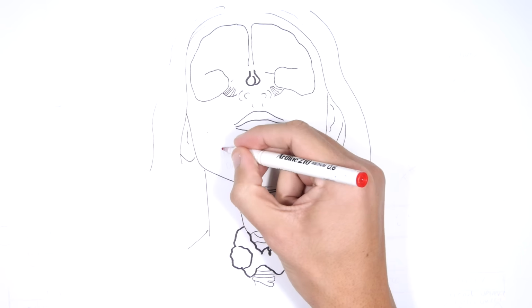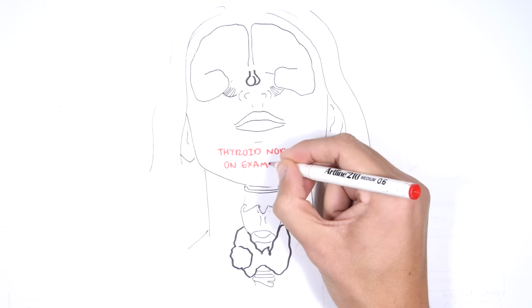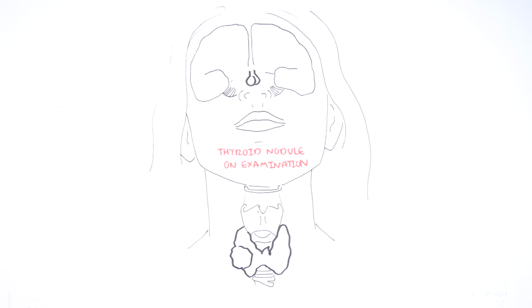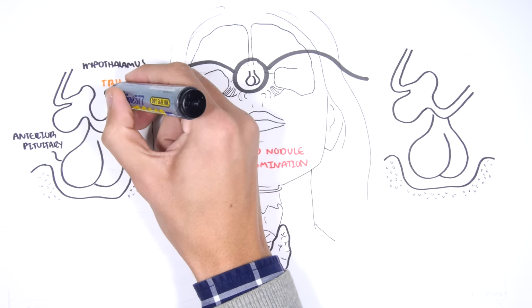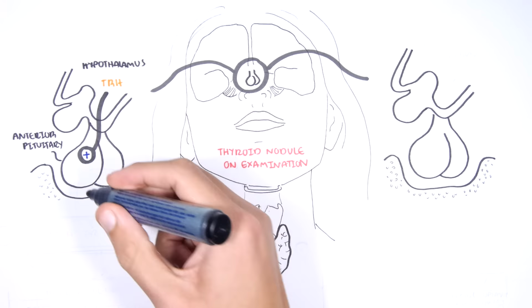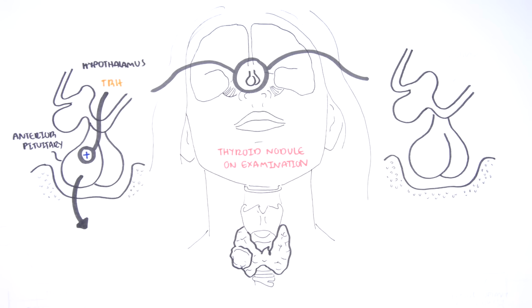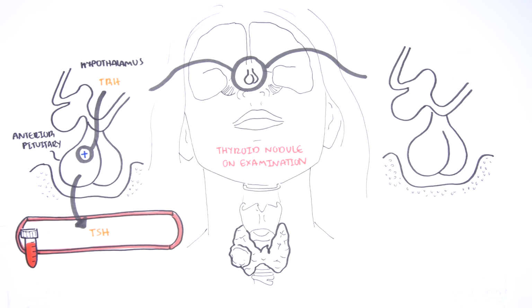So we begin with the identification of the thyroid nodule through history and of course examination. Looking at the brain, the hypothalamus produces thyrotropin releasing hormone, TRH, which targets the anterior pituitary gland to release thyroid stimulating hormone, TSH. This thyroid stimulating hormone will then of course target the thyroid gland to produce T3 and T4. The first thing to order with anyone with a thyroid nodule or a thyroid pathology is thyroid stimulating hormone levels and a plus-minus ultrasound of the thyroid gland.